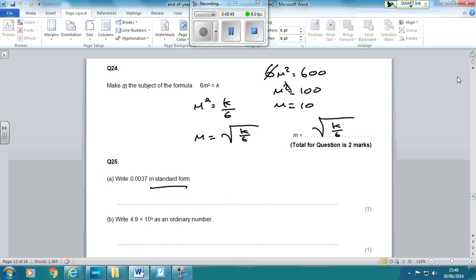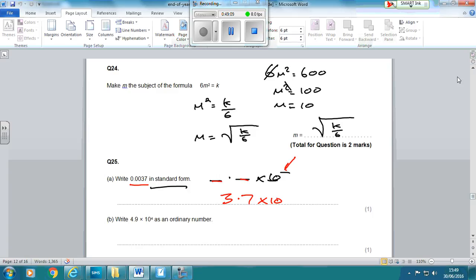Okay, next one is standard form. Now standard form always looks like something point something times 10 to the power of something. So that's something point something. The first thing here, something point something. If you have a look at this number, it's going to be 3.7. So 3.7 times 10 to the power of something.